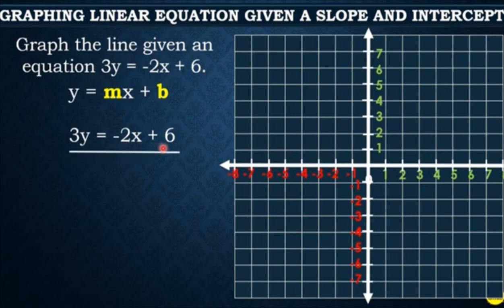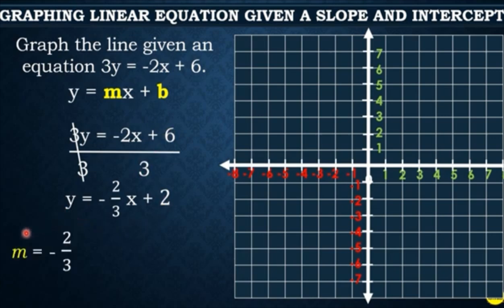Isimplify muna natin. Para makancel ito, divide natin both sides by 3. So, makakancel na ngayon si 3. And then, we will have y na lang. And then, negative 2/3 x. Since hindi naman yan masisimplify na, so negative 2/3 x na siya. And then 6 divided by 3, that is positive 2. So we can now identify the slope and the y-intercept. What is your slope? Yes, it's negative 2/3. What is your y-intercept? Okay, your y-intercept is 2.